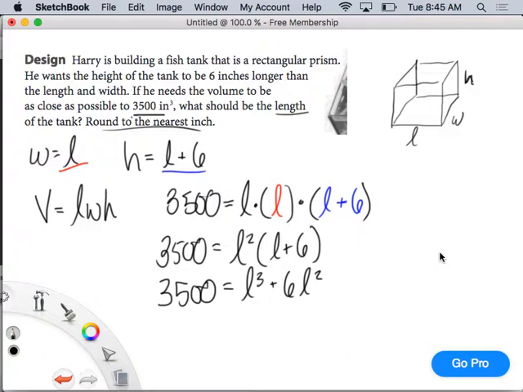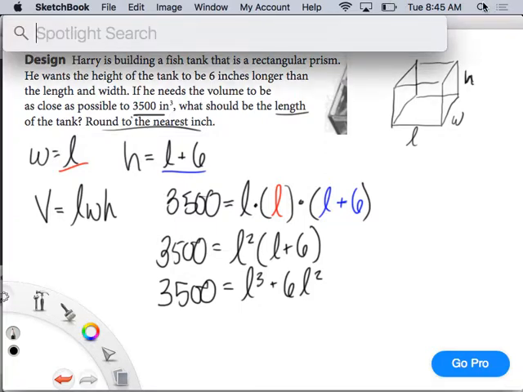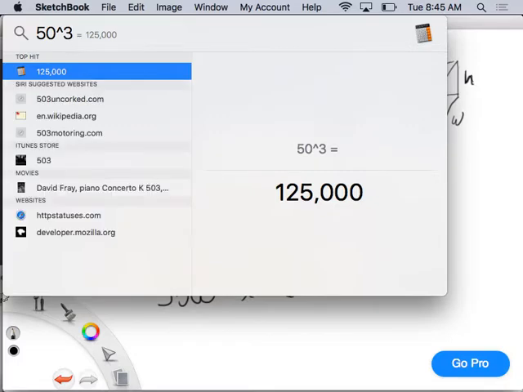What's a reasonable guess for L? It's a reasonable guess based on that equation. Shout it out. Anybody? 50. All right. I'd say that's a pretty reasonable guess, right? It probably wouldn't be like 3, right? Because if it was 3, then I'd get nowhere near 3,500, right? So let's try 50. Okay, so I'll go into my calculator here. 50 cubed. Well, that's already 125,000, right? So it's a little bit high.